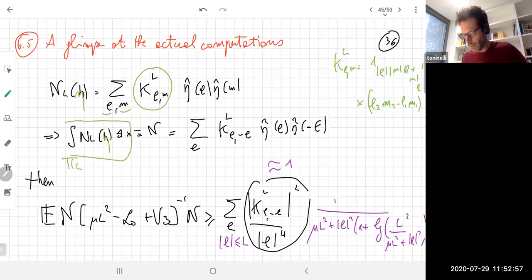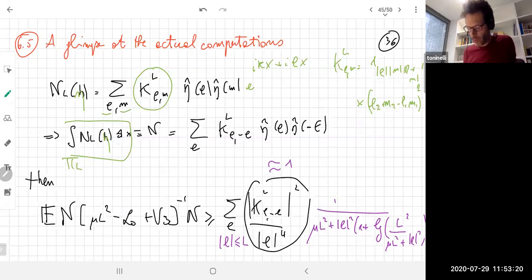Okay, this is not well written. I'm sorry. If I want to take the expectation in dx, here I have to multiply by e to the i kx plus i lx. Okay, so this is written as a function of space. No, this is now correct.